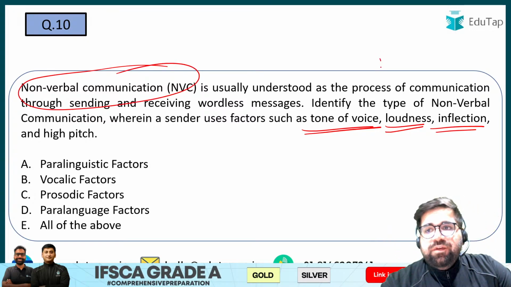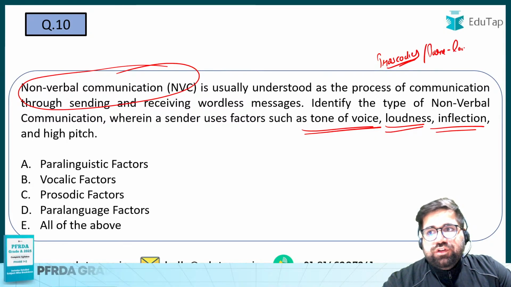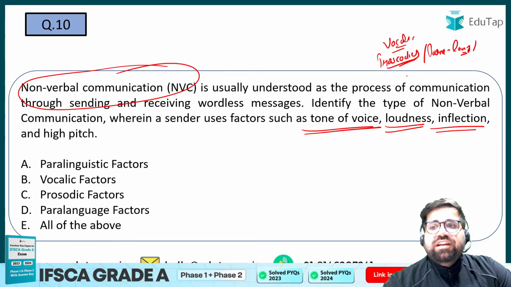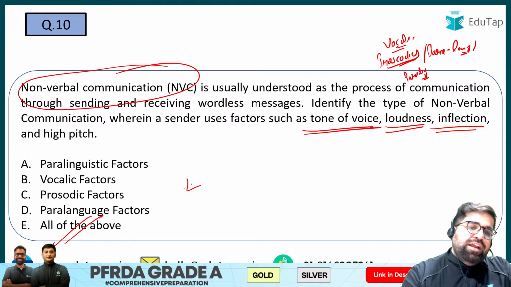The correct answer will be prosodics. But prosodics is also known as paralanguage, and it is also known as vocalic, and it is also known as paralinguistic factors. So therefore the correct answer over here will be E, none of the above.